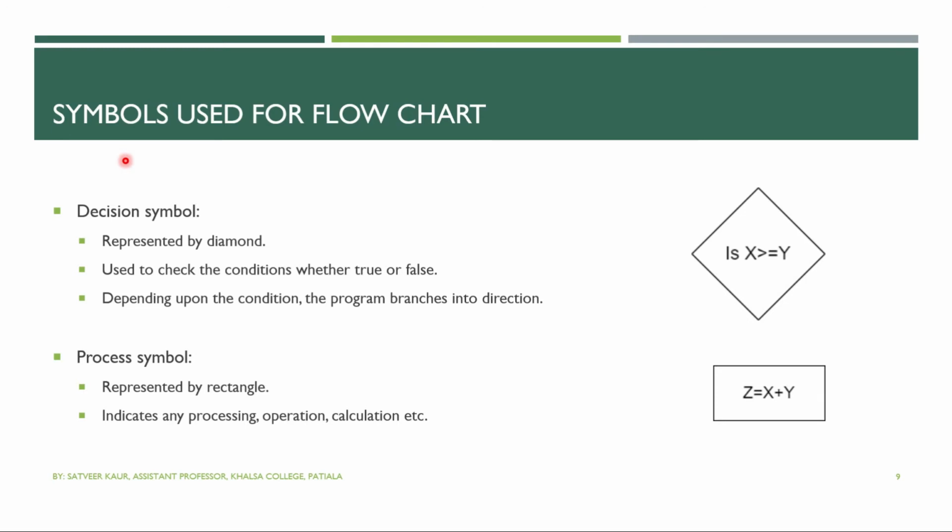Next symbols that are used for flowchart. Decision symbol, it is represented by a diamond. It is used to check the conditions whether true or false, like is x greater than or equal to y. It will produce some output like whether it will be x or y, and depending upon the condition the program branches into two directions. Next one is process symbol. It is represented by a rectangle and it indicates any processing, operation, calculation, etc. For example, z equals x plus y. Here we are processing something, performing an addition operation.